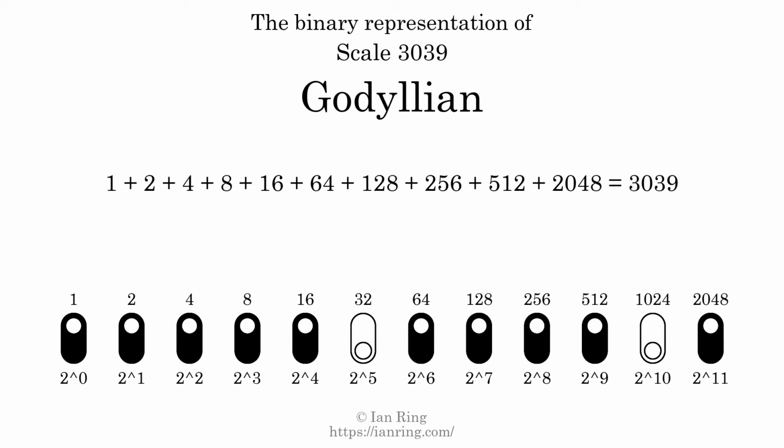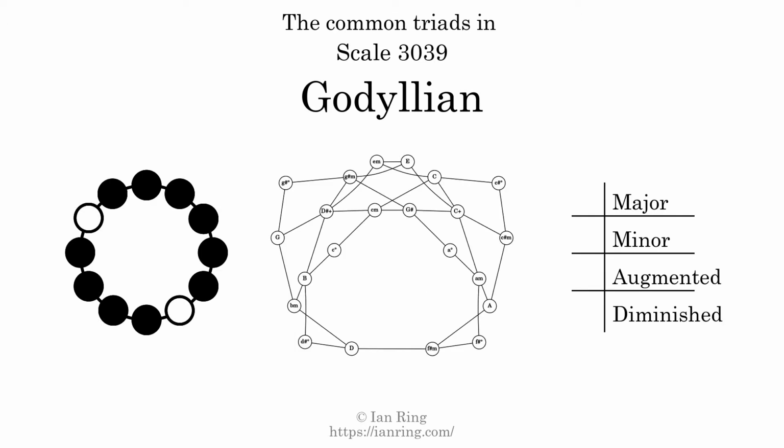The scale number not only enumerates the scale with a unique index, but it also literally describes the tonal content of the scale. Represented as a binary number in base 2, the scale number is 101110111111. Here are the common triads present in this scale.